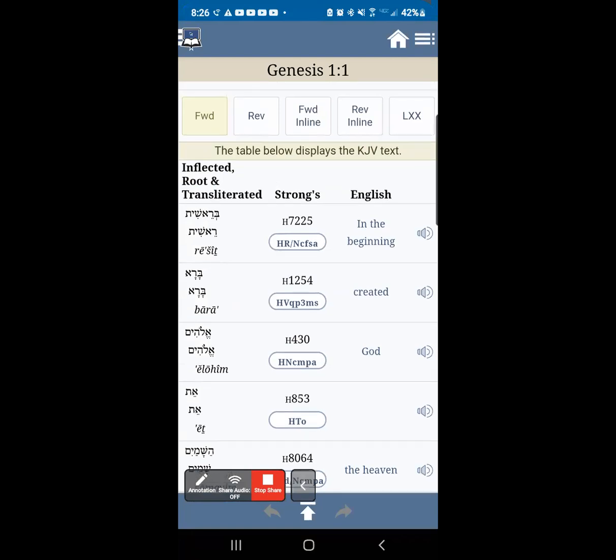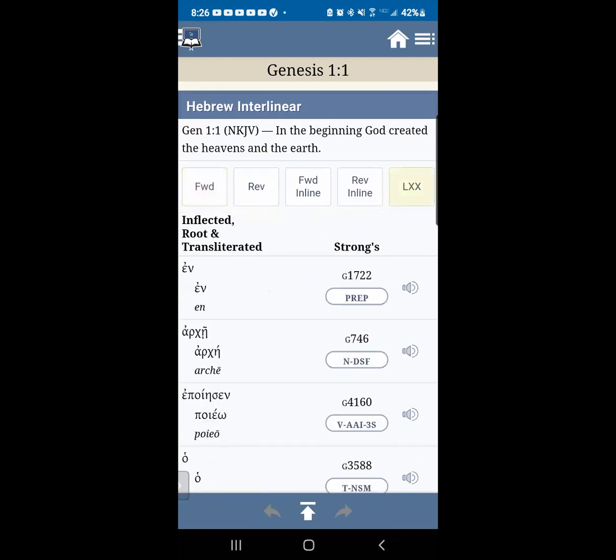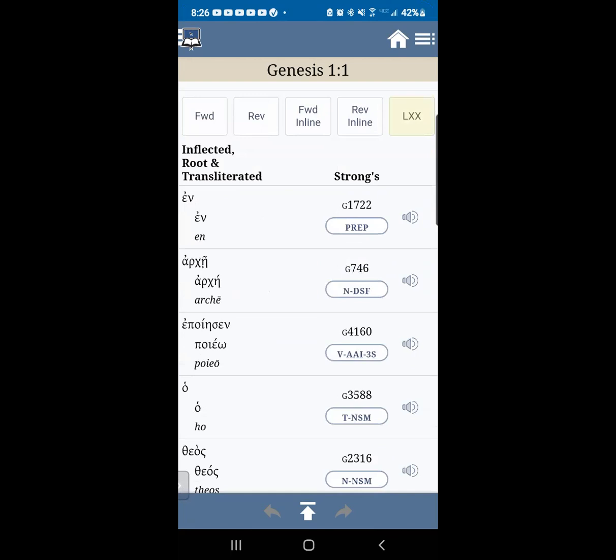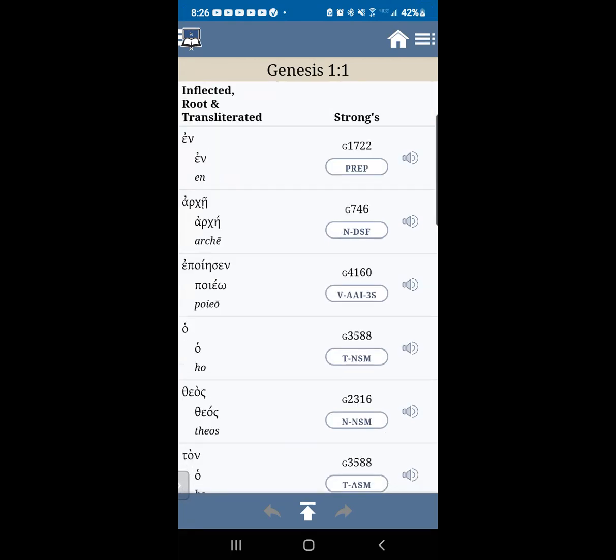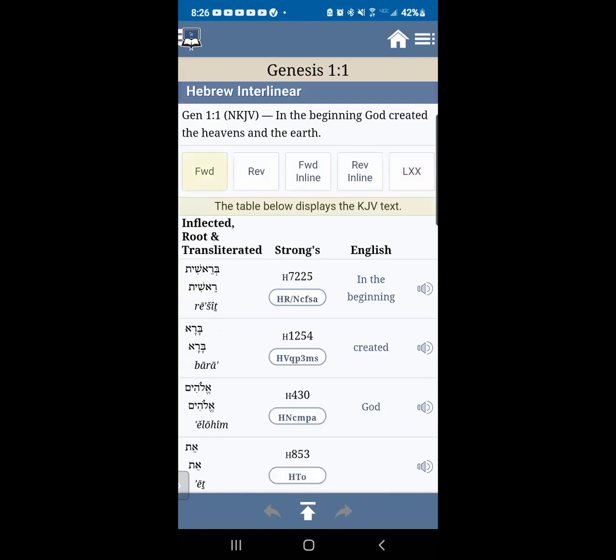For anybody wondering, this is the Blue Letter Bible app. I use it because I can go to the Septuagint, the LXX version of all of these translations, so you can read it in both Hebrew and Greek, which is valuable. So I like the Blue Letter Bible app. I suggest everybody that's watching download it. One of the better free applications.